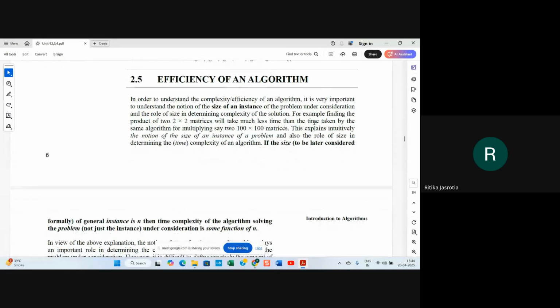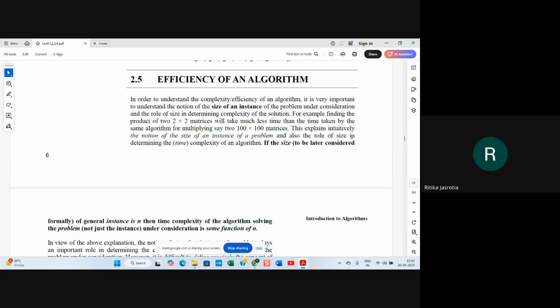Then they are again talking about the efficiency of an algorithm. In order to understand the complexity or efficiency of an algorithm, it is very important to understand the notion of the size of an instance of the problem under consideration and the role of size in determining the complexity of the solution. For example, finding the product of two 2 by 2 matrices will take much less time than the time taken by the same algorithm for multiplying, say, 100 by 100 matrices, right? Size. So 100 rows and 100 columns, and if 2 by 2 is there, that will take less time, and 100 by 100 will take more time.